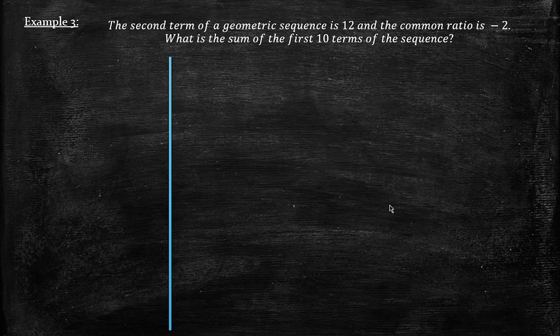The second term of a geometric sequence is 12 and the common ratio is -2. What is the sum of the first 10 terms of the sequence? So let's analyze first the problem. So yung given dito class is the second term which is 12 and the common ratio natin which is equal to -2. Pwede na ba nating hanapin yung sum of the first 10 terms with just these two given?